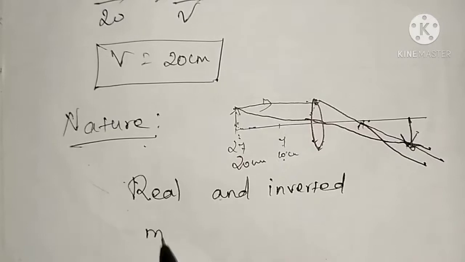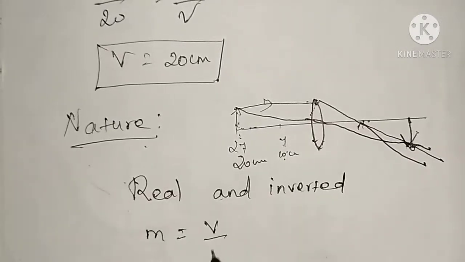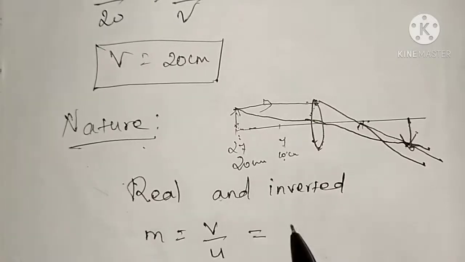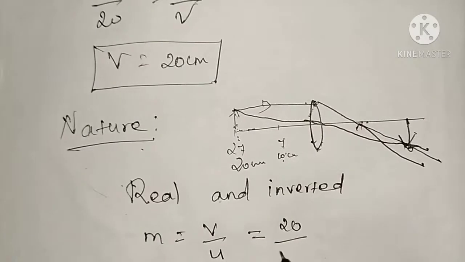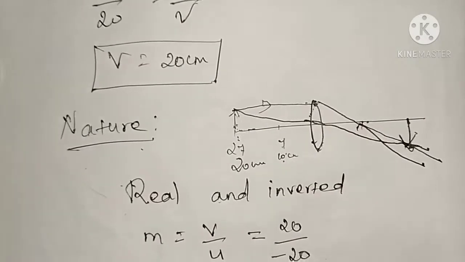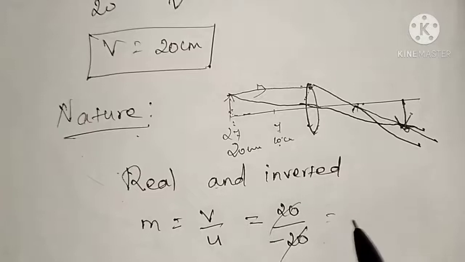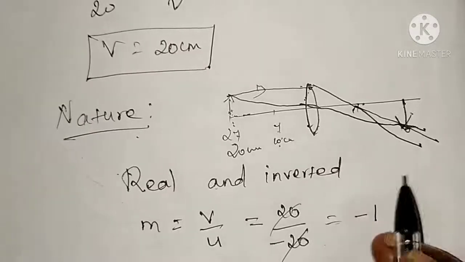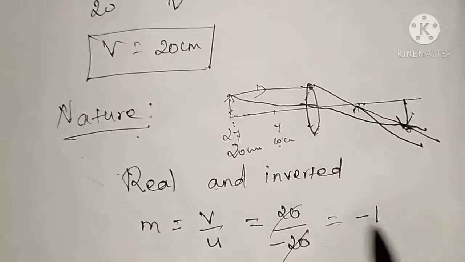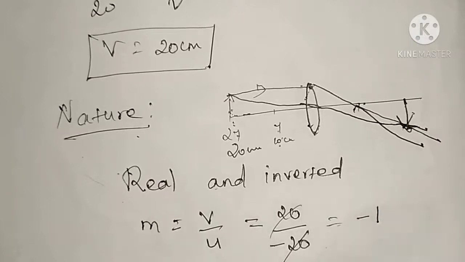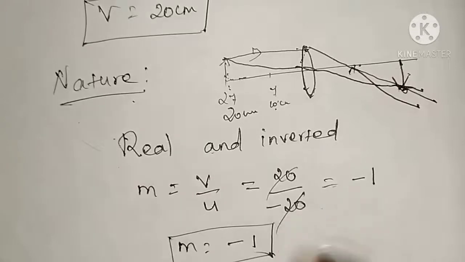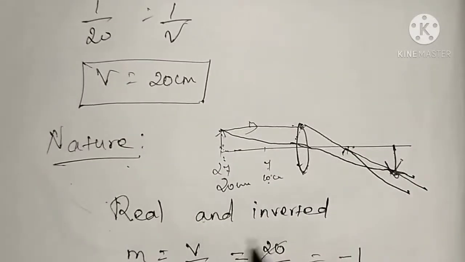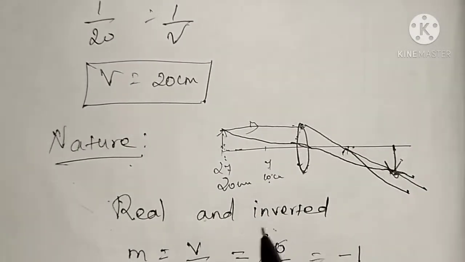Next, if you want to find the magnification, the formula, you know, magnification is equal to v by u. v we already found, what is that? 20, and u is minus 20. Object distance minus 20. If you cancel, what do we get? Minus 1. So that is why we are getting the inverted image. The magnification m is equal to minus 1. Nature of this image is real and inverted. Have you all written?